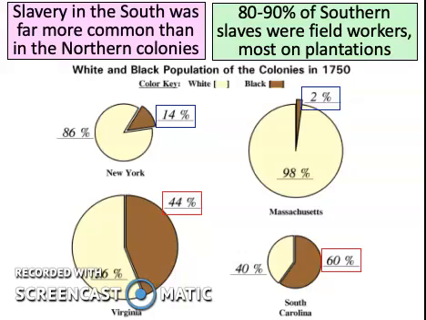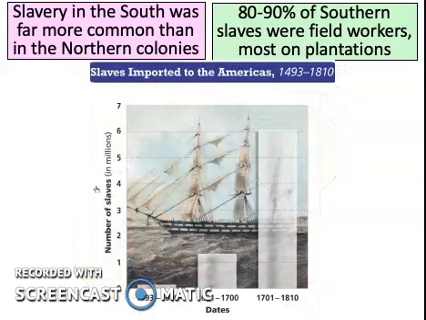Based on the chart, you can see that, for instance, in Massachusetts, only 2% of the population in 1750 was black, whereas in Virginia and South Carolina, it was 44 and 60% respectively. But it still did exist in the North. And they certainly bring in a lot more as well. And slavery does continue to expand.